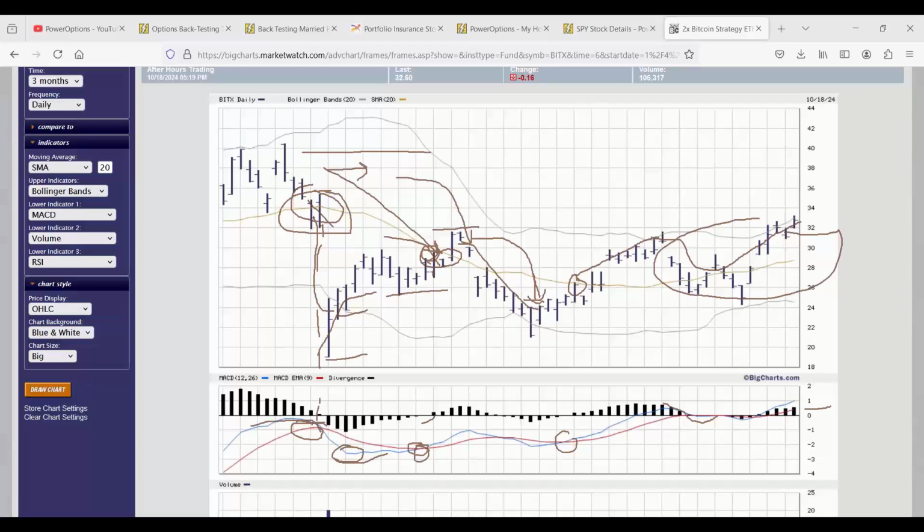And JB says, if you had used income method number one for SPY in late September, or BITX in this case, would you have been exercised when the price went up? No, I don't have to be exercised, JB. That's part of the income methods. Income method number one is selling the call.